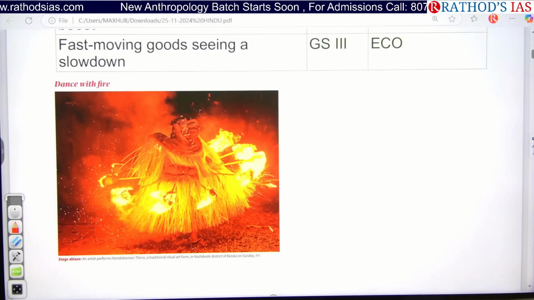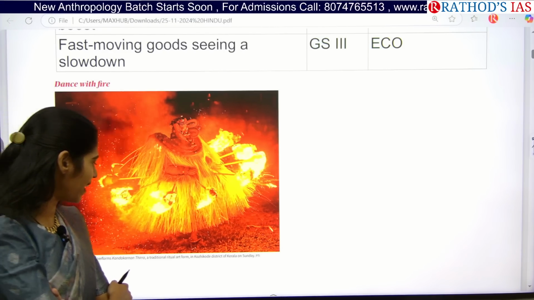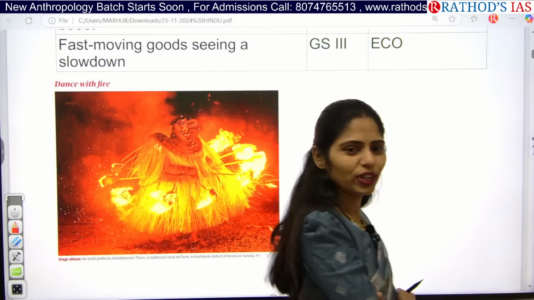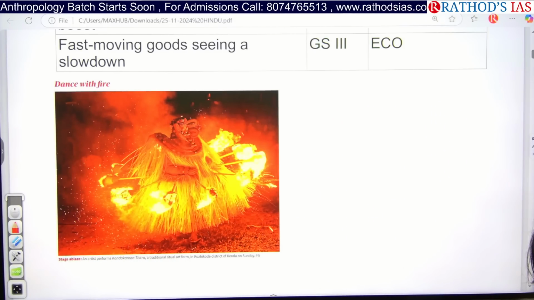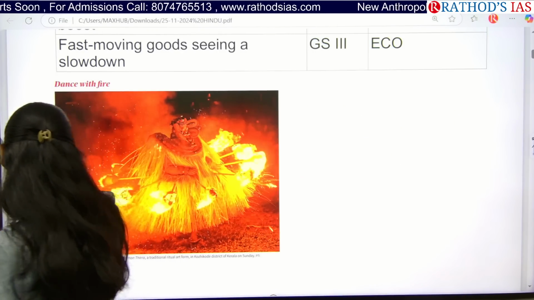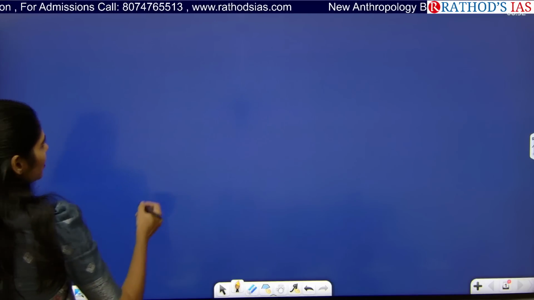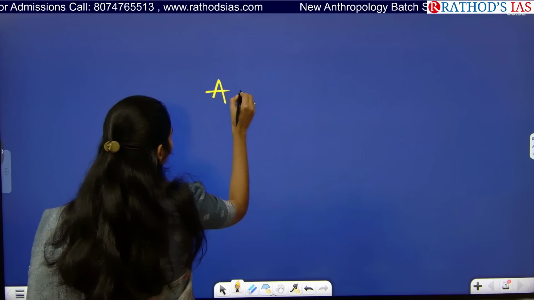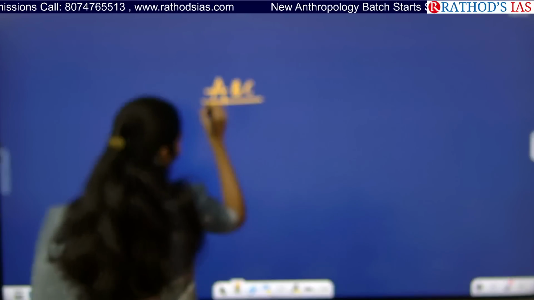Kantara. So what is that Kantara? What is this dance about? Is this a dance? Yes. Actually it is a fire dance. Can you guess the name of this dance form? Okay, it is Tira. This image is important from art and culture.